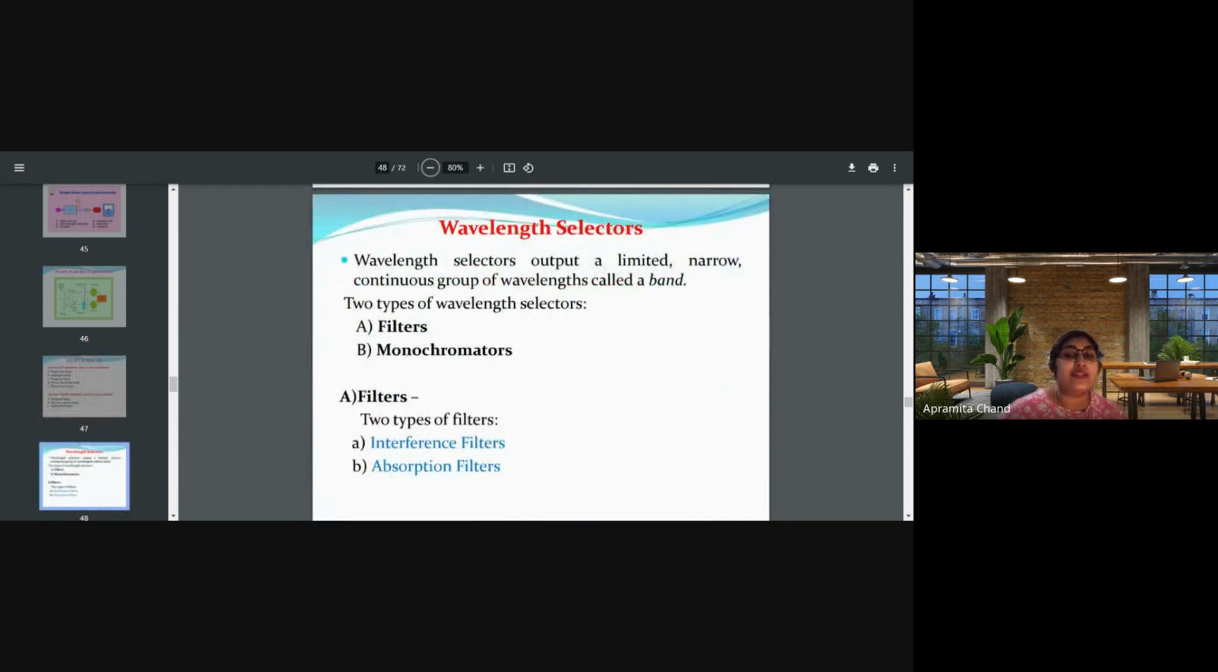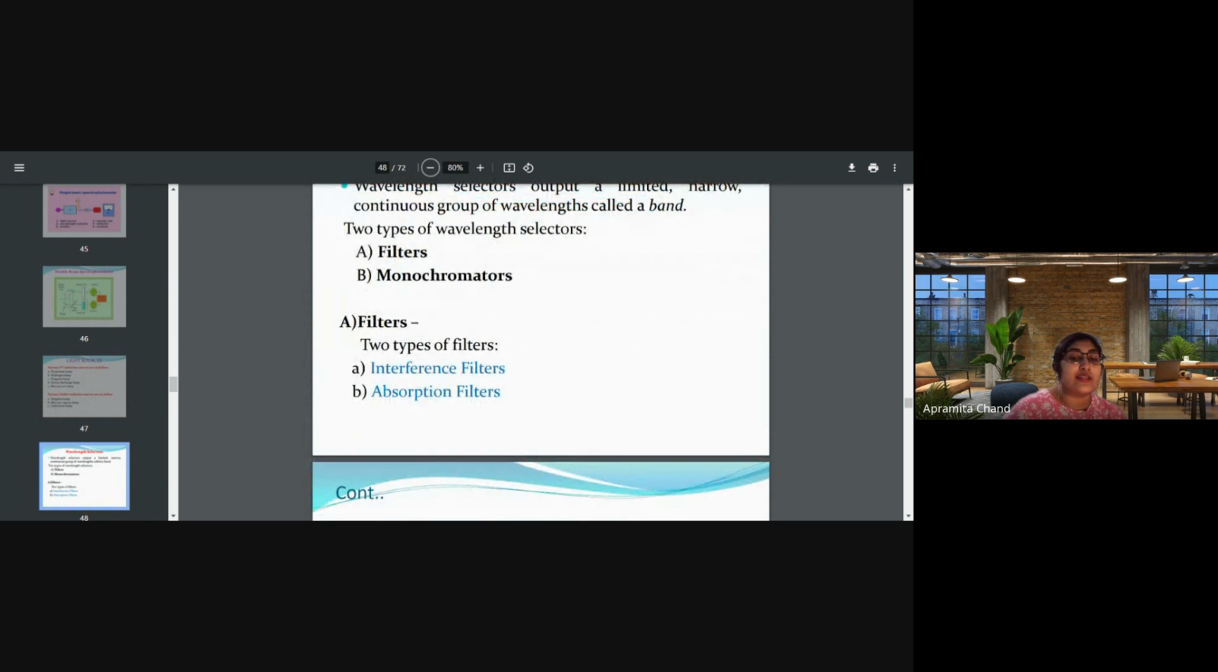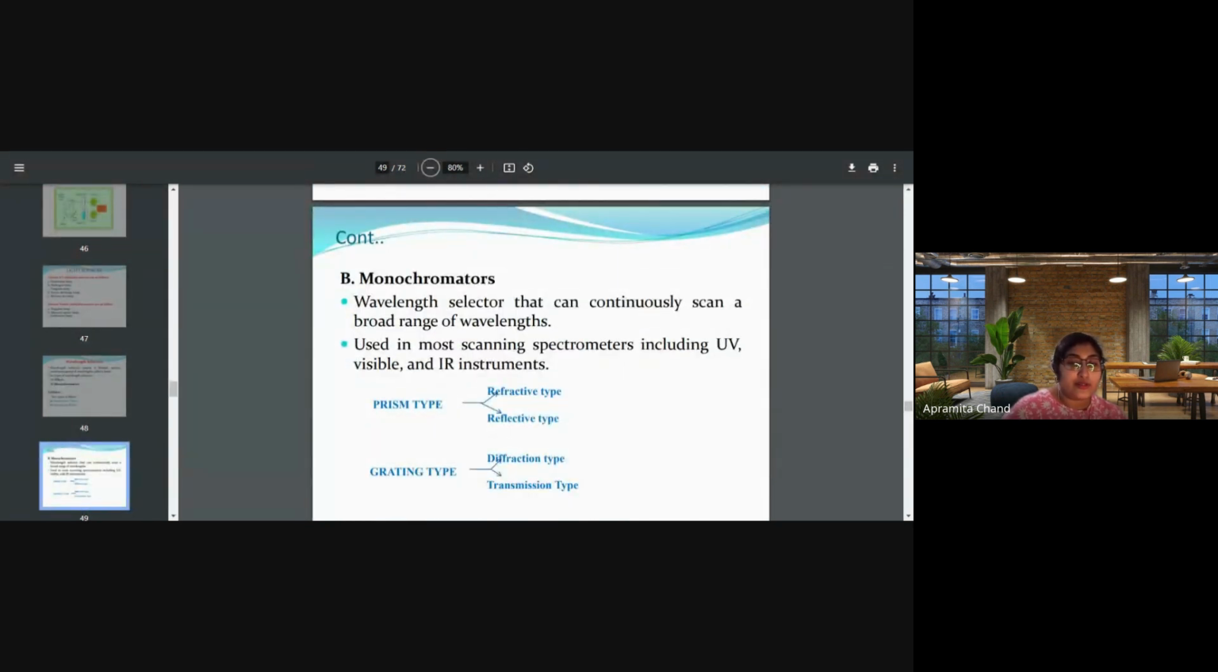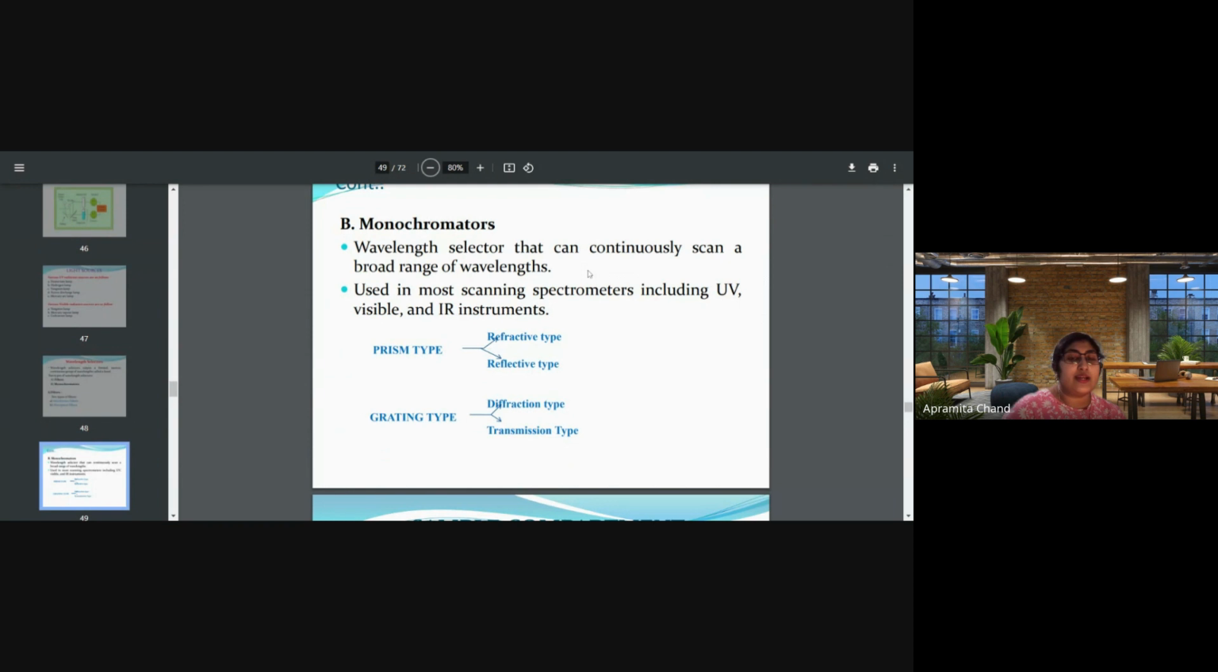So what kind of wavelength selectors are there? You already know we have discussed filters and monochromators. Two types of filters can be there, interference and absorption. What are monochromators? Monochromators continuously scan a broad range of wavelengths. You can have a prism, you can also have a grating. This you have learned in physics. In prism, you can reflect or refract, while in grating, you can either diffract or transmit. Transmission type and diffraction type. So they will scan a broad range of wavelengths and only give a few wavelengths to pass through.